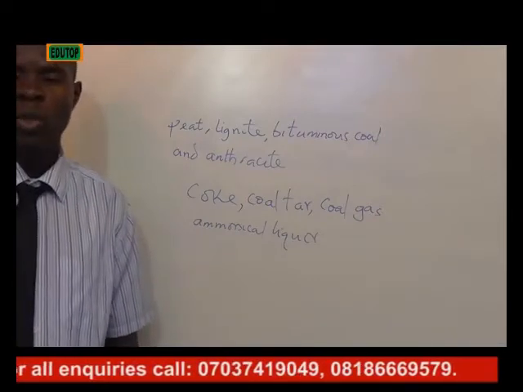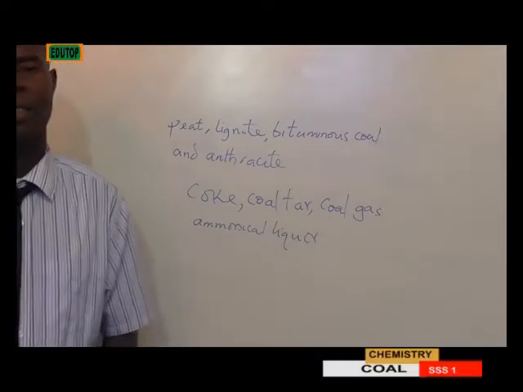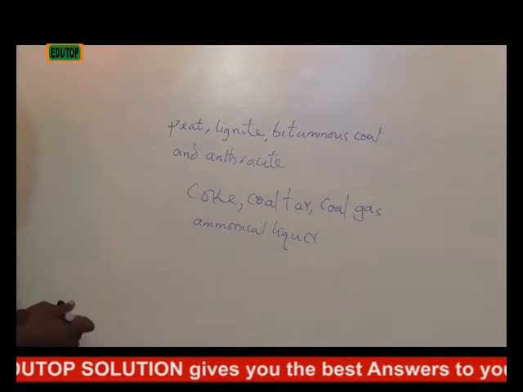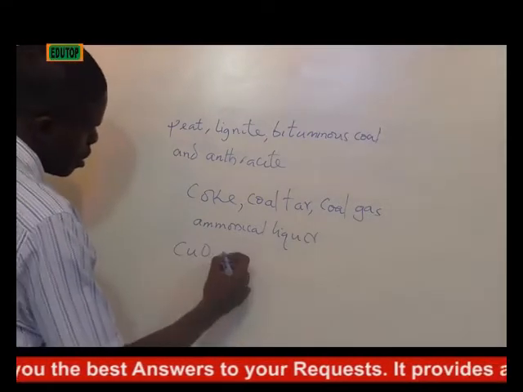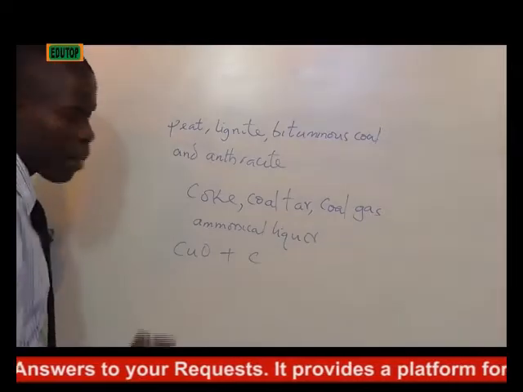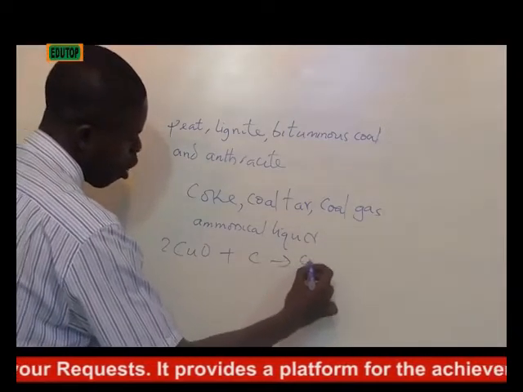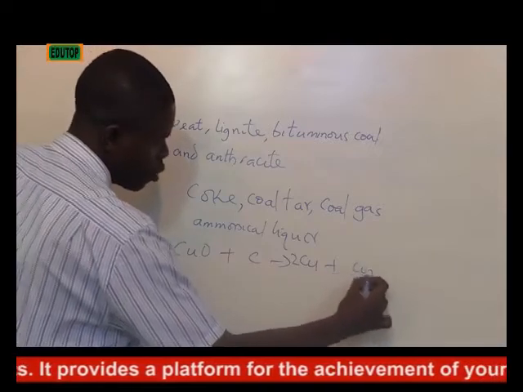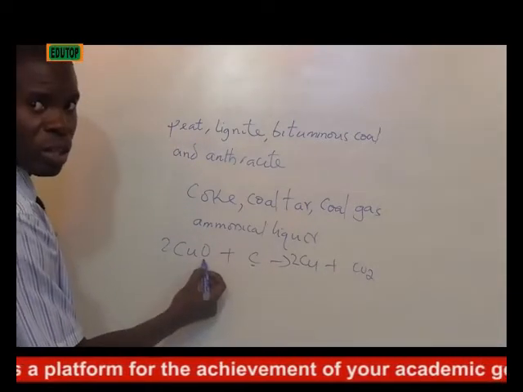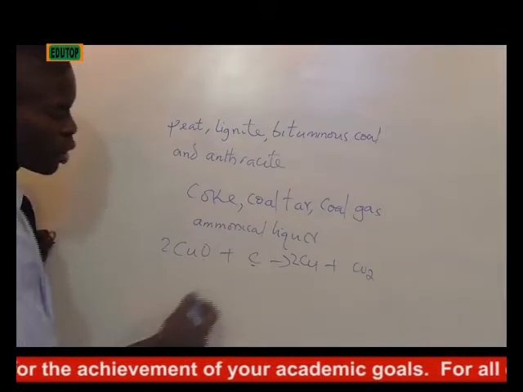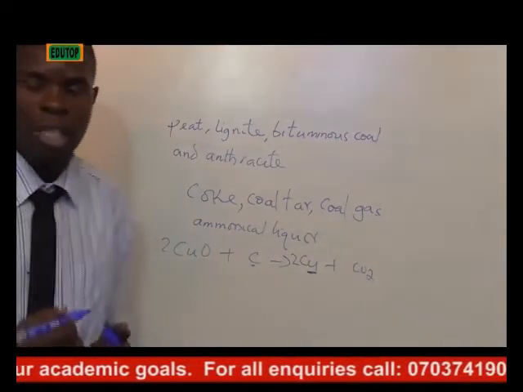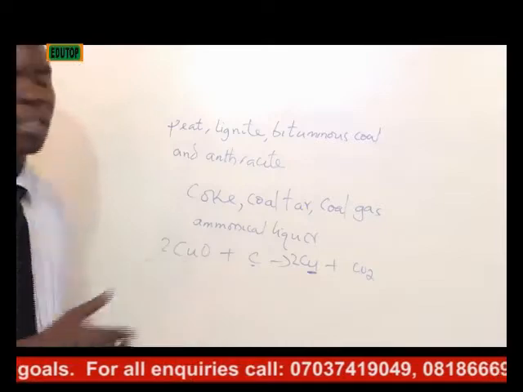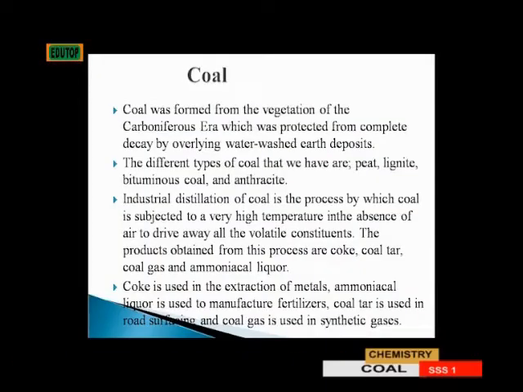Coke. Coke is used in the extraction of metals. How is it used in the extraction of metals? When copper oxide combines with coke, coke is carbon, you have copper plus CO2. This coke has removed oxygen from copper 2 oxide. So it ensures a separation of this metal. So that is one of the essence of coke.